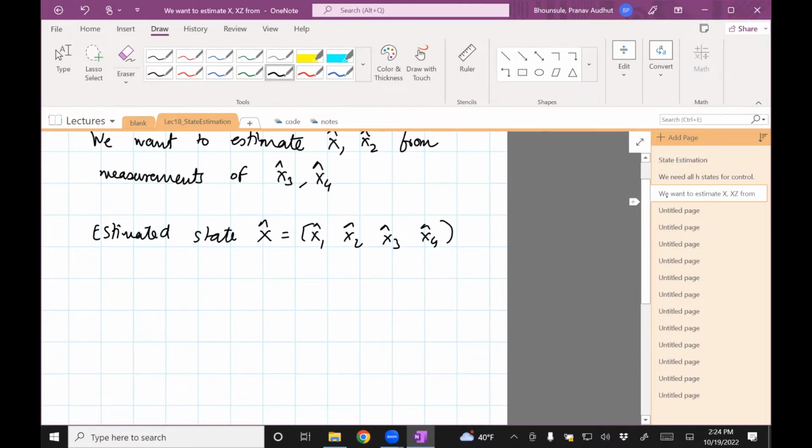Okay, so now one way of doing the estimates is that we have a model of the system. So x dot equals Ax plus Bu is the true system. And then let's say that we have perfect estimates of the dynamics. So we know A and B perfectly. And so we can say x hat dot equals A x hat plus Bu for the estimate.